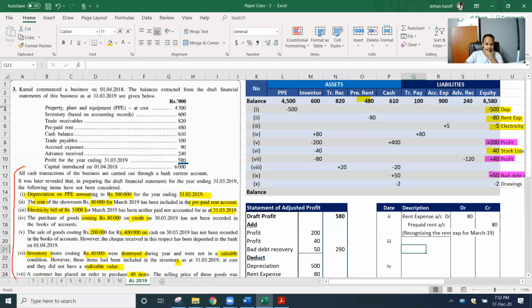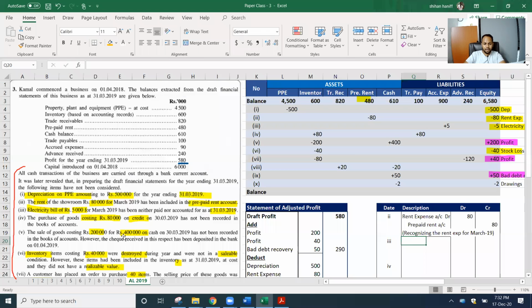Is any error when transferring to the trial balance, then do we include it in the profit adjustment statement? Yes, we need to adjust it in the profit adjustment statement because financial statements are prepared from the trial balance. Showroom rent or rent expense, no problem, that is fine. Showroom rent expense account debit, prepaid rent account credit.